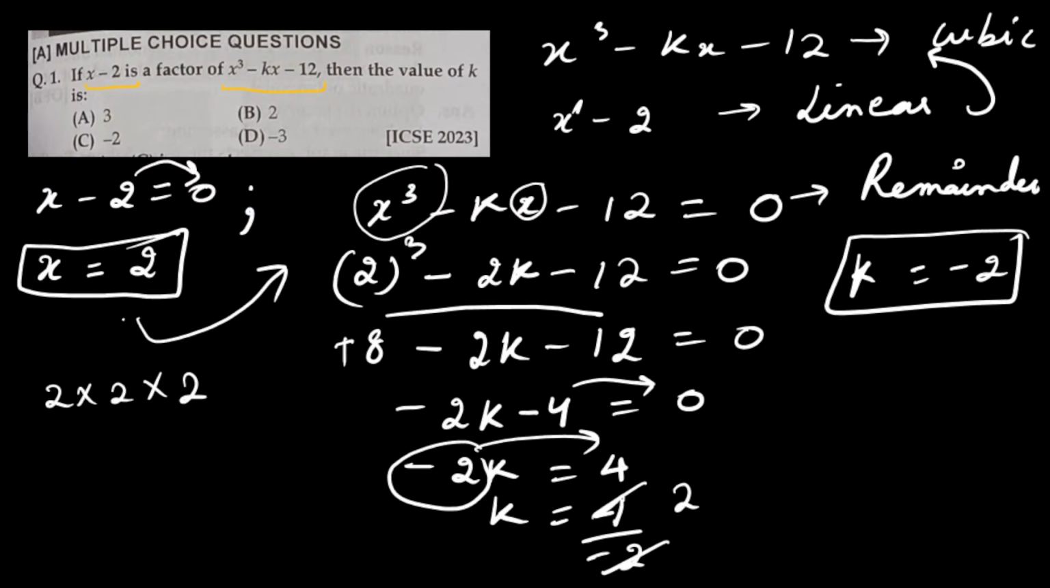In the maximum number of questions, especially I'm talking about MCQs, whenever a question comes where one polynomial is a factor of another polynomial and we have to find the value of an unknown variable, we just do the question by substituting values like this. Let's do the next question now.